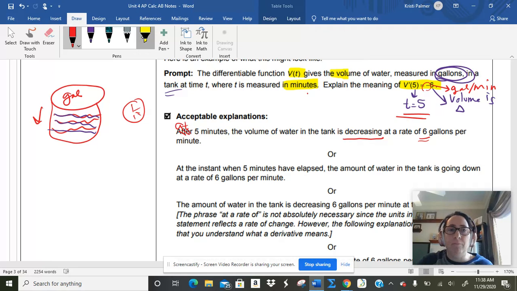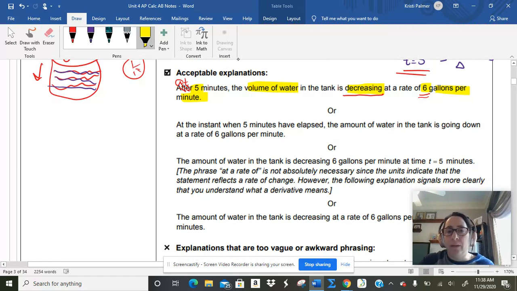So they've told me the time. They've told me what we're talking about. If we say decreasing, then we have to say 6, and they've got the units. Okay. Here, when 5 minutes have elapsed, so elapsed from the beginning, the amount of water in the tank, that's talking about the volume. And here again, they're saying going down at the rate. So if they're saying going down, then we got to make sure that this is positive again, and they have the units. So all of these are okay.